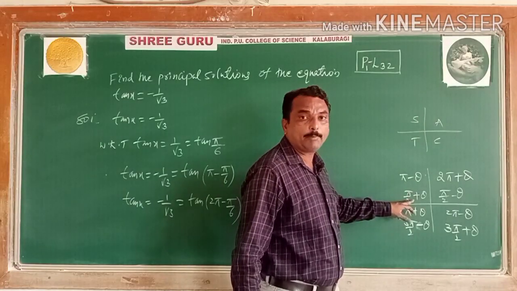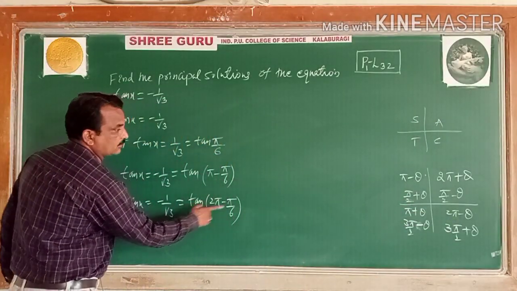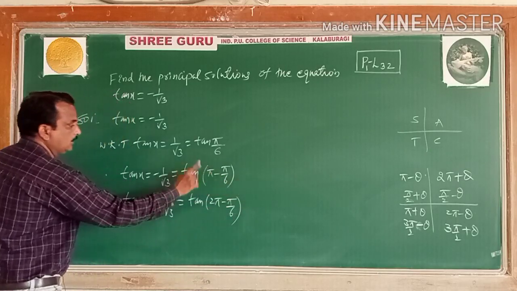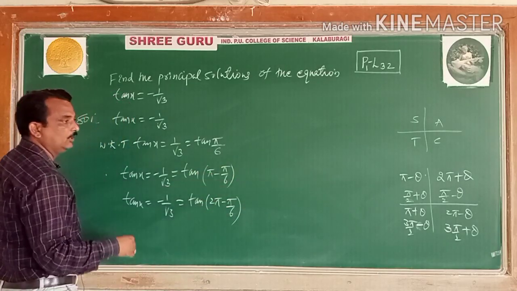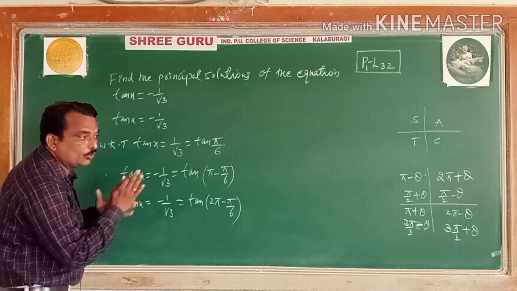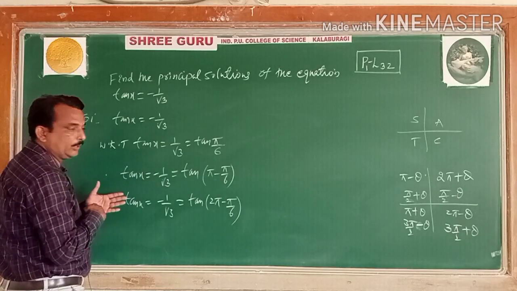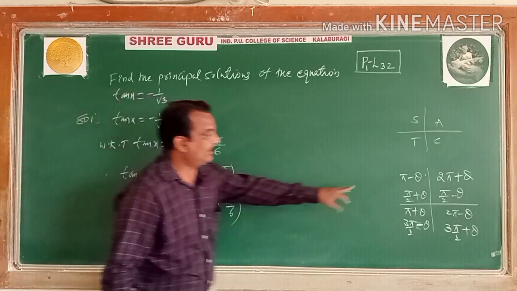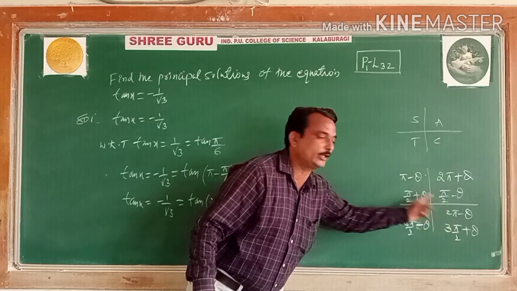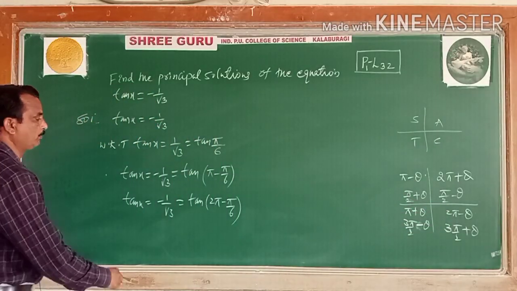Here I have taken the second and fourth quadrants. 3 pi by 2 plus theta is also possible in the fourth quadrant, and pi by 2 plus theta in the second quadrant. But if you take those values, the function changes, and tan becomes cot. So you should take the angles where the function does not change: pi minus theta and 2 pi minus theta.